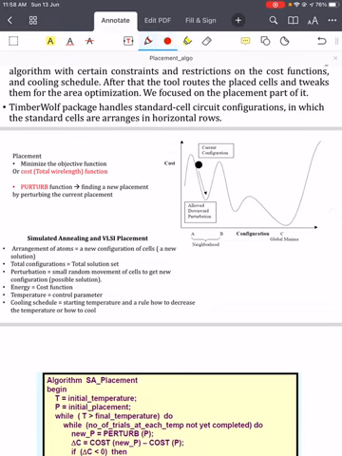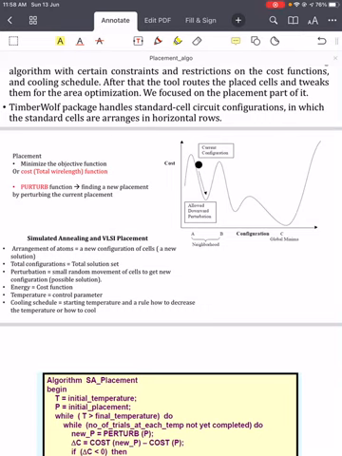When defining the cost function, TimberWolf also considers other constraints like the overlap of cells and the row length inequality, because those also need to be penalized. Both the overlap of cells and the row length inequality have to be penalized, and those are constraints of this placement problem for standard cell based design.